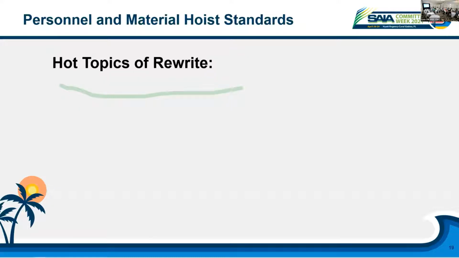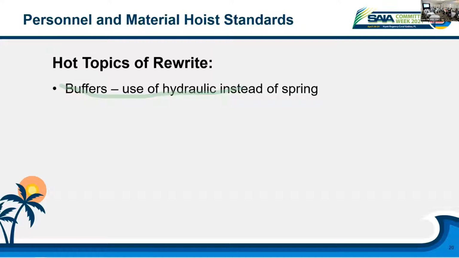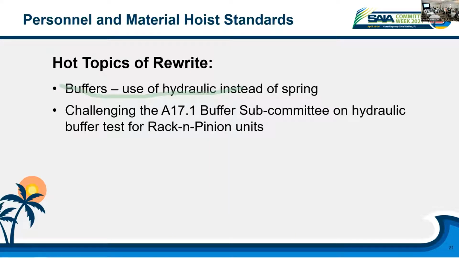Hot topics right now in the rewrite that we've been talking about are buffers, and the use of hydraulic instead of spring. This is a big issue, and we're looking at it. Part of that is I am challenging the A17.1 buffer subcommittee, because right now, if you have a machine following 2007 over 200 feet per minute, you have to have a hydraulic buffer. Well, during an acceptance test, you have to perform a buffer test, and for that test we refer back to the A17.1. In that standard, it states that you have to run fully loaded at rated speed and hit the buffer, the hydraulic buffer.